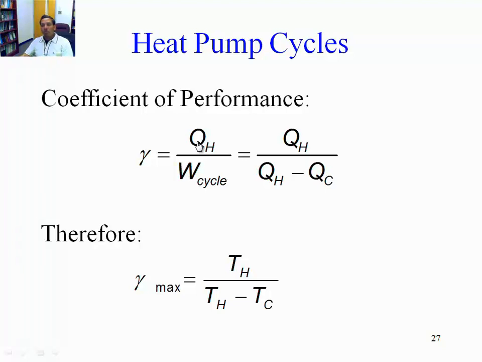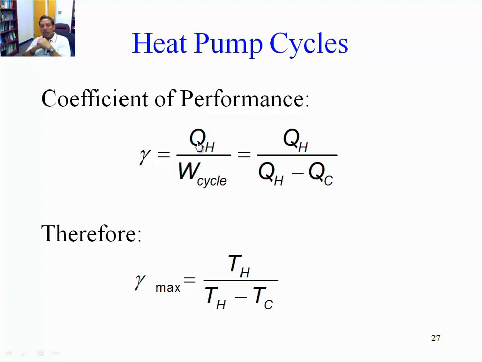So let's think of the winter, for example. When my room is now I want it at 75 degrees and outside it's 50 degrees. Okay? So now my room is a hot temperature reservoir and the atmosphere outside is a cold temperature reservoir. It's at, let's say, 50 degrees. So my room is at 80 and the outside is at 50.